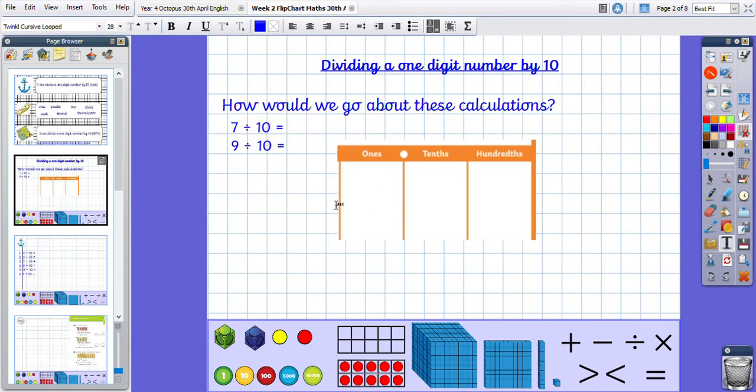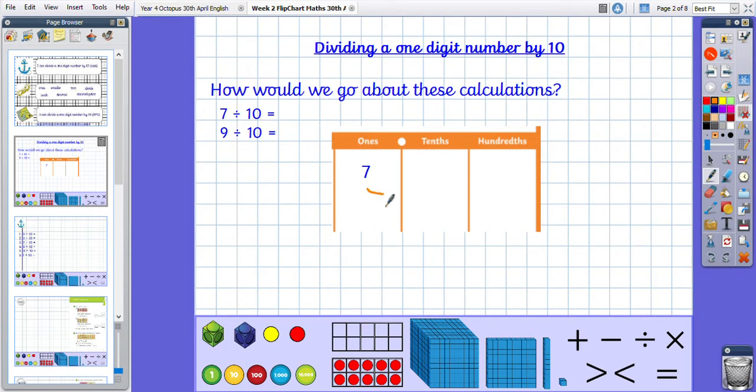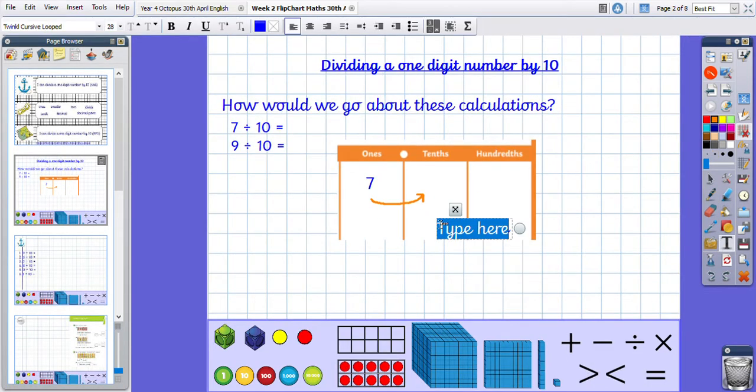7 divided by 10. So looking at our place value grid, we have 7 as a whole number, and if we are dividing by 10, we know we are making it 10 times smaller. So we are moving the digit one place to the right, which would become 7/10. We have made the digit 10 times smaller. Now we need to remember to put our decimal point in, and we are going to put a placeholder in our ones column. So 7 divided by 10 would be 0.7.